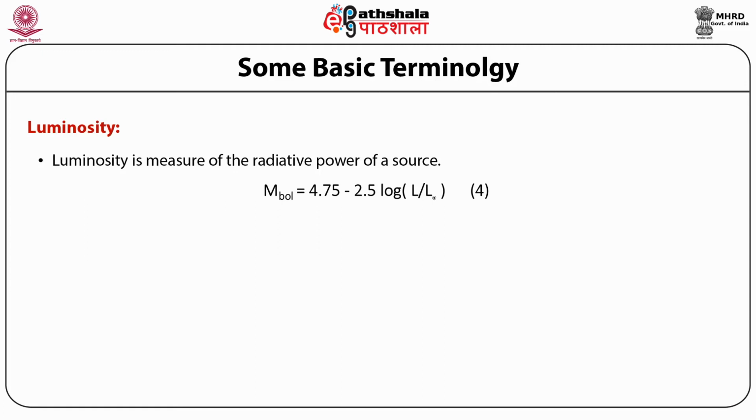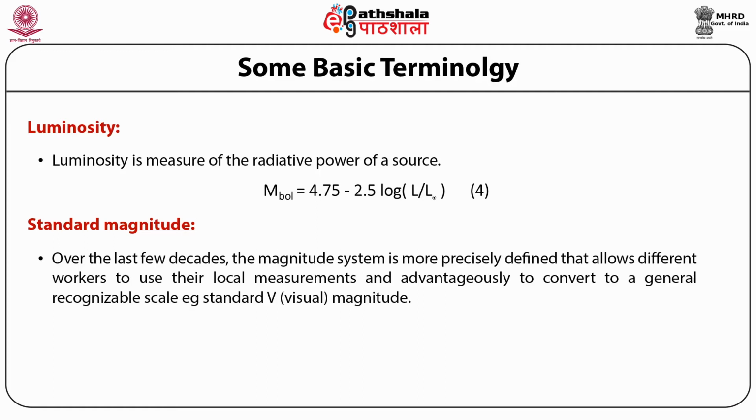We also talk about the standard magnitude. Apparent magnitude is too imprecise for science to be used. Over the last few decades, the apparent magnitude system has been more precisely defined, which allows different workers to convert their local measurements to a generally recognizable scale, that is, the standard visual magnitude. Then one more important thing is to talk about the standard star.